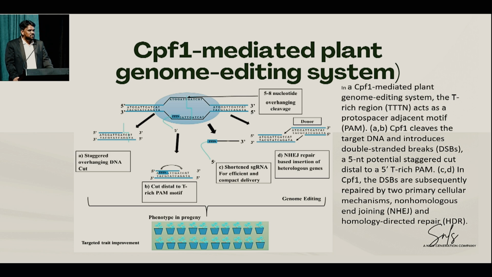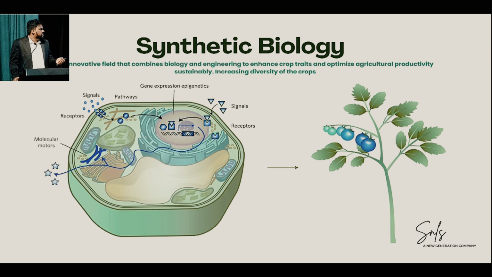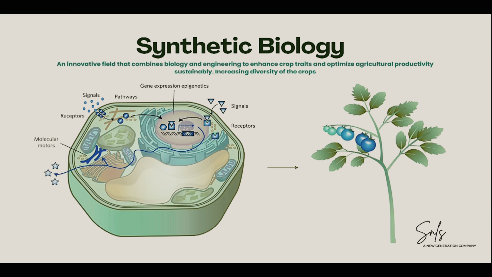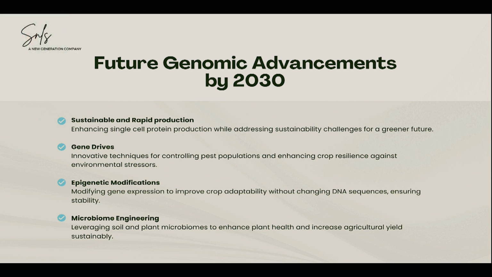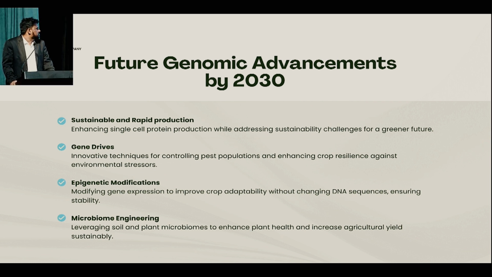Next, a large nucleotide can be carried and inserted into a plant, which can help improve production and stress tolerance, and make the plant resistant to any environment, insects or toxins. Synthetic biology is widely used to insert a particular gene of interest into a plant, which can help the plant adapt to climate change, stress conditions, salinity and other environments. As for the future of genomics, India is working on sustainable and rapid production, gene-driven therapies, epigenetic modification and microbiome engineering to adapt plants to various environments.